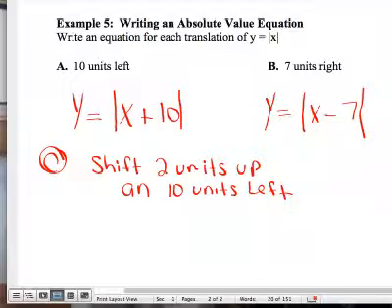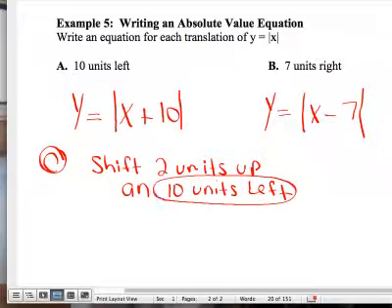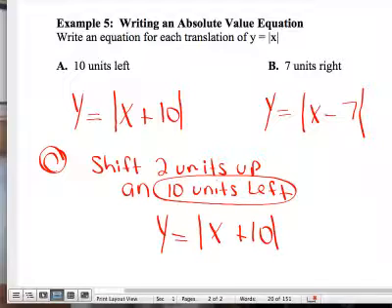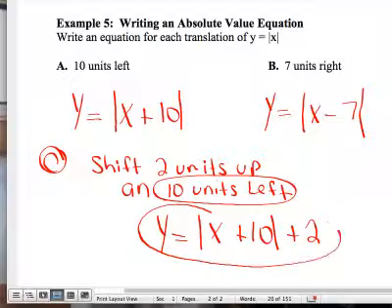All right, so you have to incorporate 2 shifts. The 10 units left has to go inside the absolute value. The 2 goes on the outside of the absolute value. So your equation is this. Y equals the absolute value of x plus 10, because you have to go backwards on the sign, and then 2 units up, so plus 2. And that is your equation.